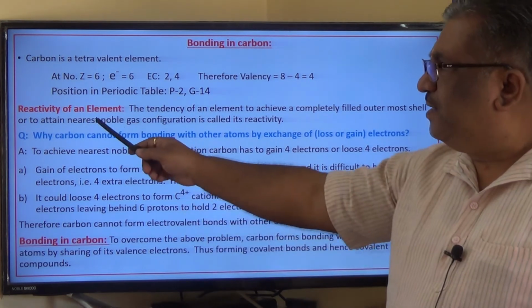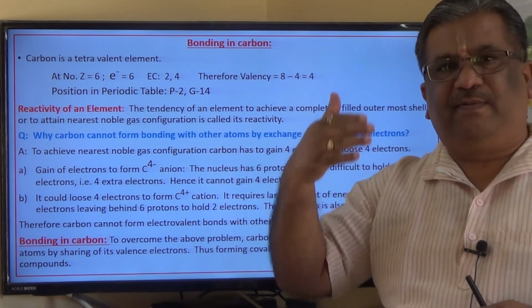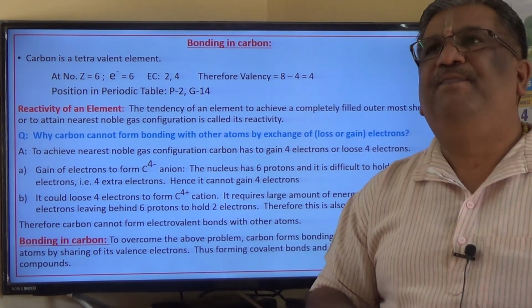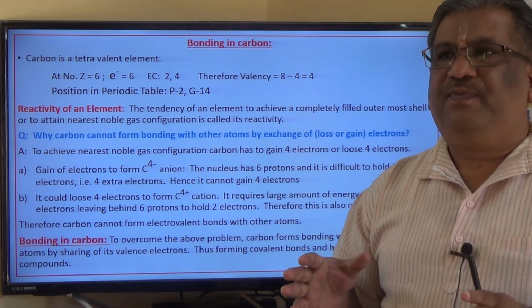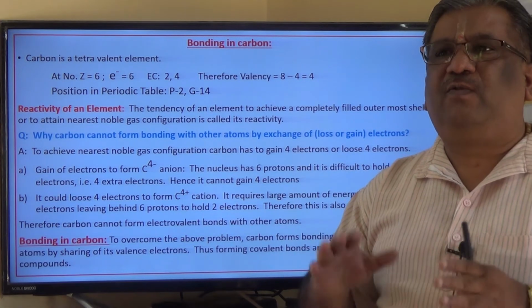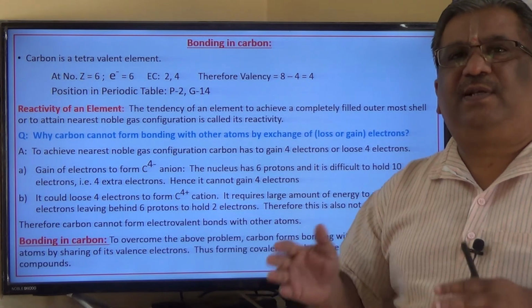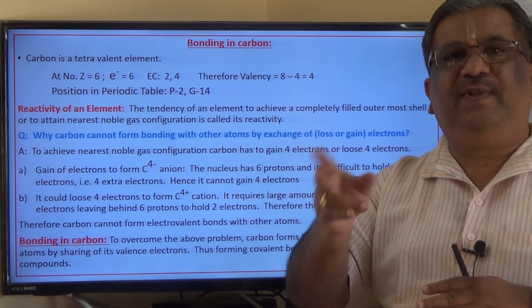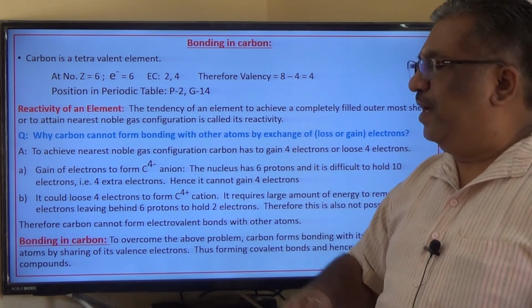So what is the reactivity of an element? Any element that you look at in the periodic table, apart from the noble gases and a few more elements, would like to achieve chemical stability either by octet rule or by duplet rule. Octet rule means completely filling its outermost shell with 8 electrons, and duplet rule means completely filling its K shell with 2 electrons. I think you have understood this. So that is called the reactivity of an element.